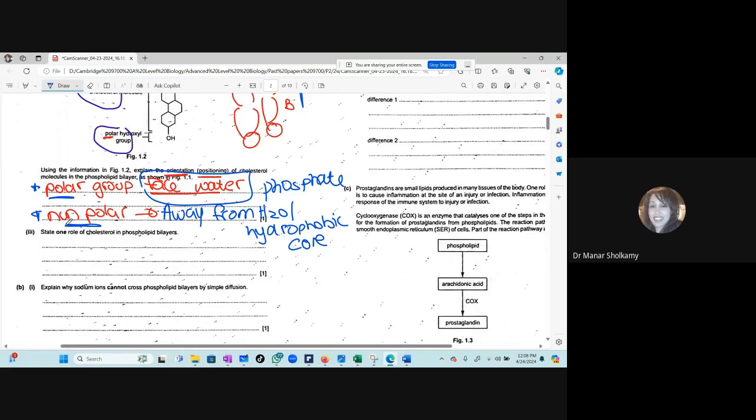Okay. State, Mariam, one role of cholesterol in phospholipid layers. We studied many functions. Give me all the functions that you studied. They can regulate the fluidity of the phospholipid bilayer. Very good. What else?